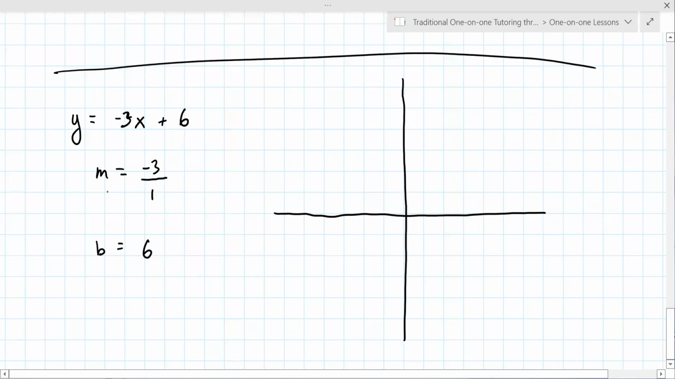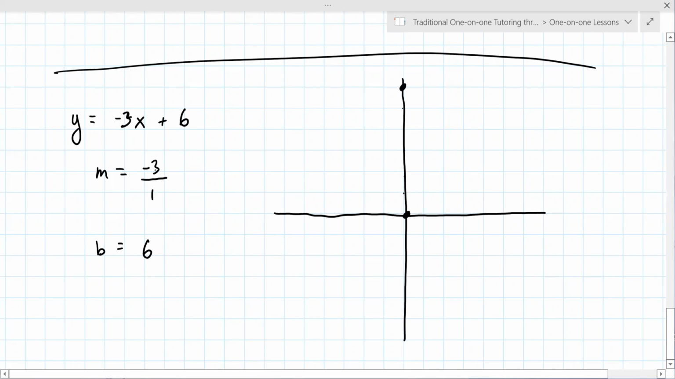All right, now let's make a graph on the right here. Which do you start with, the slope or the b value? It's the slope and the b value. So for the b value, it's 6. You go up 6: 1, 2, 3, 4, 5, 6.